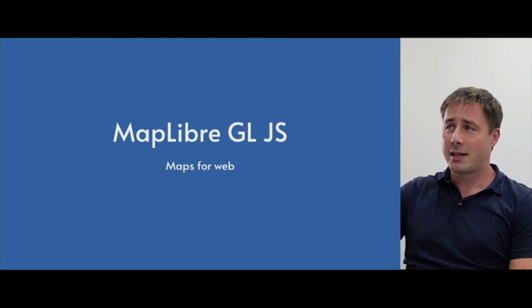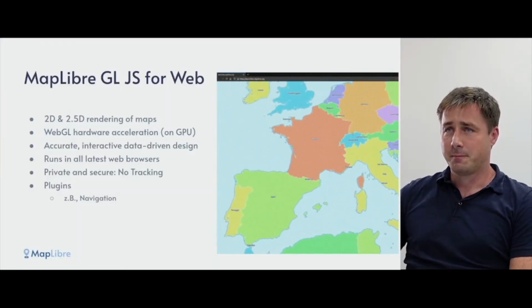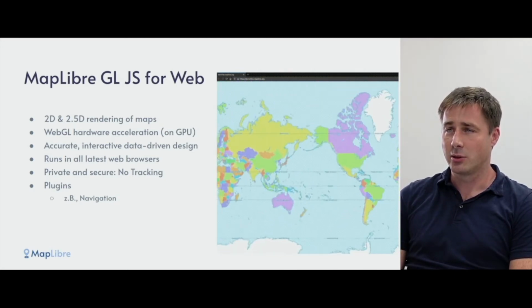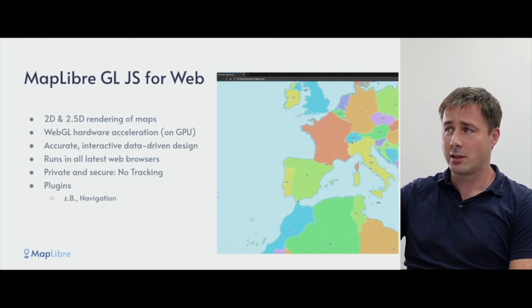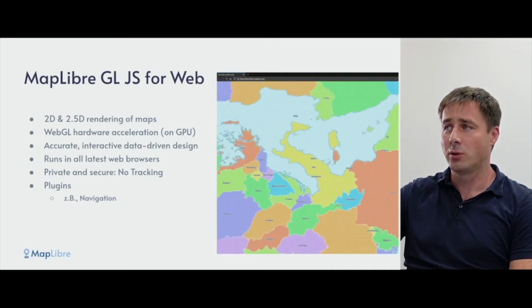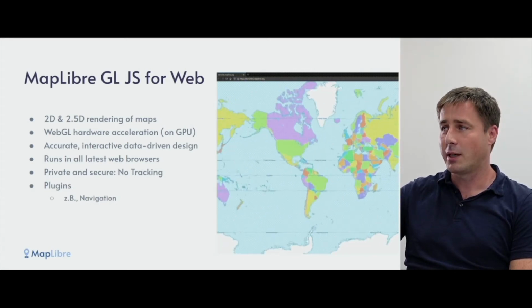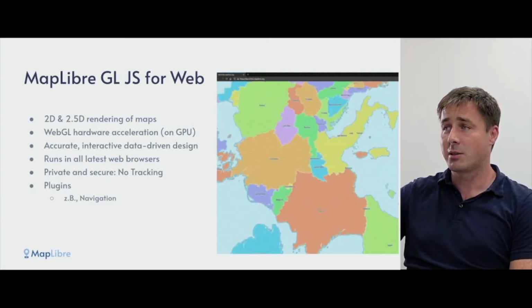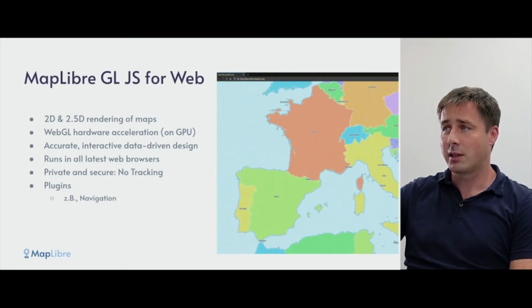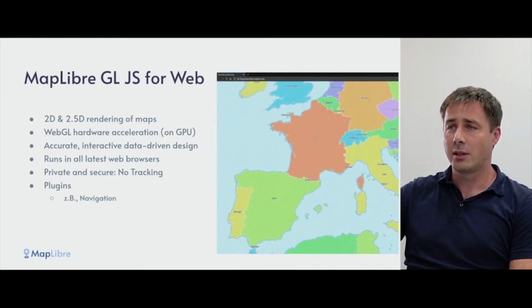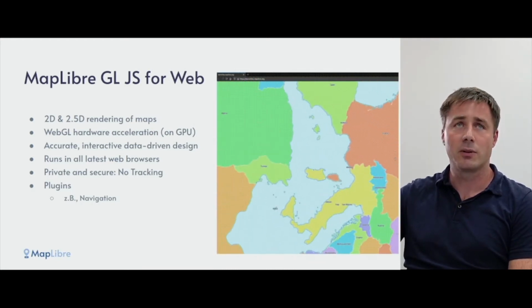MapLibre has two parts. One is a JavaScript renderer inside of a web browser, which gives you the 2.5D rendering of maps where you can tilt and rotate. And it uses hardware acceleration on a GPU. It's an accurate and interactive way to display vector tiles especially, but also raster tiles, in a browser with no tracking at all and the ability to bring in plugins and additional functionality.